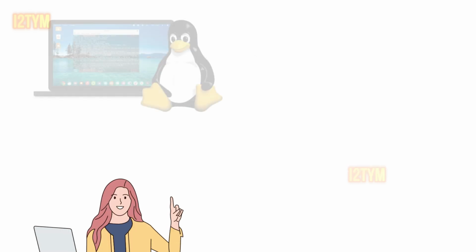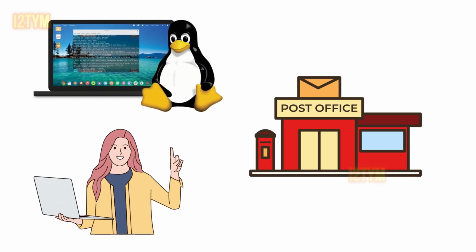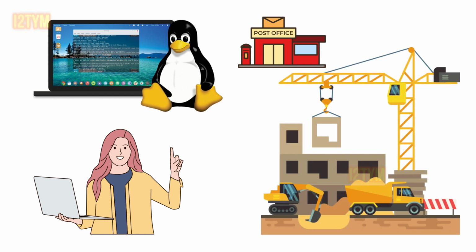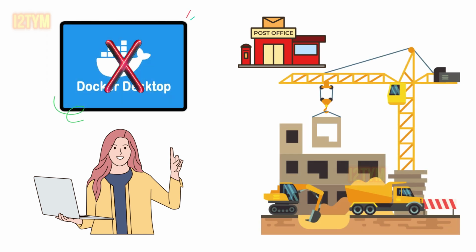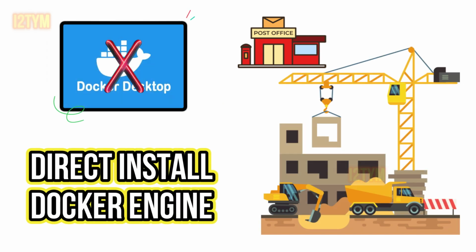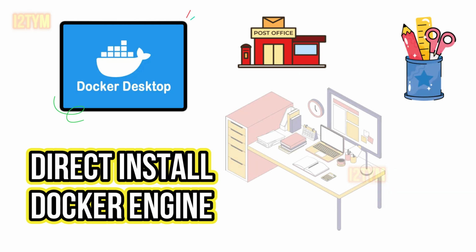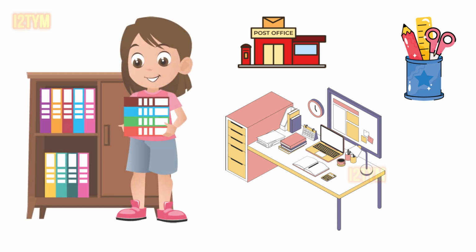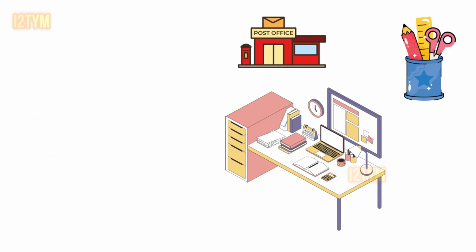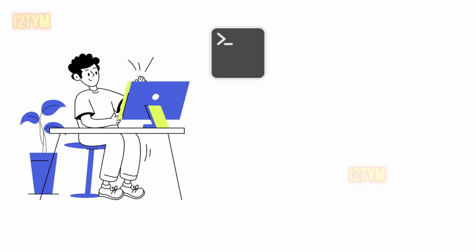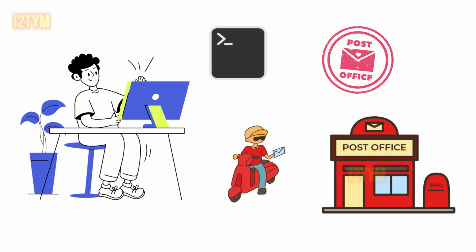For Linux users, it's like you are building your post office from scratch. You don't get Docker Desktop, but instead, you install the Docker Engine directly. This is like ordering all the equipment, desks, and tools your post office needs and setting it up yourself. You do this by running a few commands in your terminal, kind of like assembling the post office piece by piece.